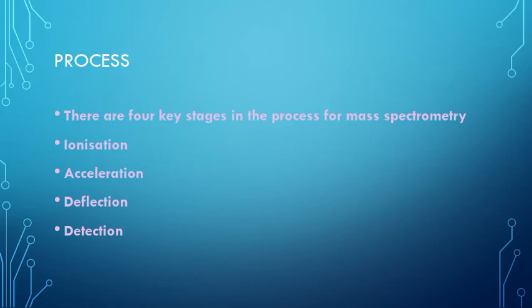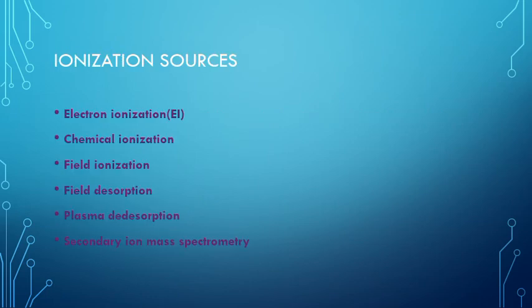What all processes are included in mass spectroscopy? There are four key stages in the process of mass spectroscopy. First one is ionization, second one is acceleration, then deflection, and detection. Ionization, acceleration, deflection, detection. Ionization sources: which sources are included? Electron ionization, EI. Chemical ionization, we can denote as CI. Field ionization, field desorption, plasma desorption, secondary ion mass spectroscopy.